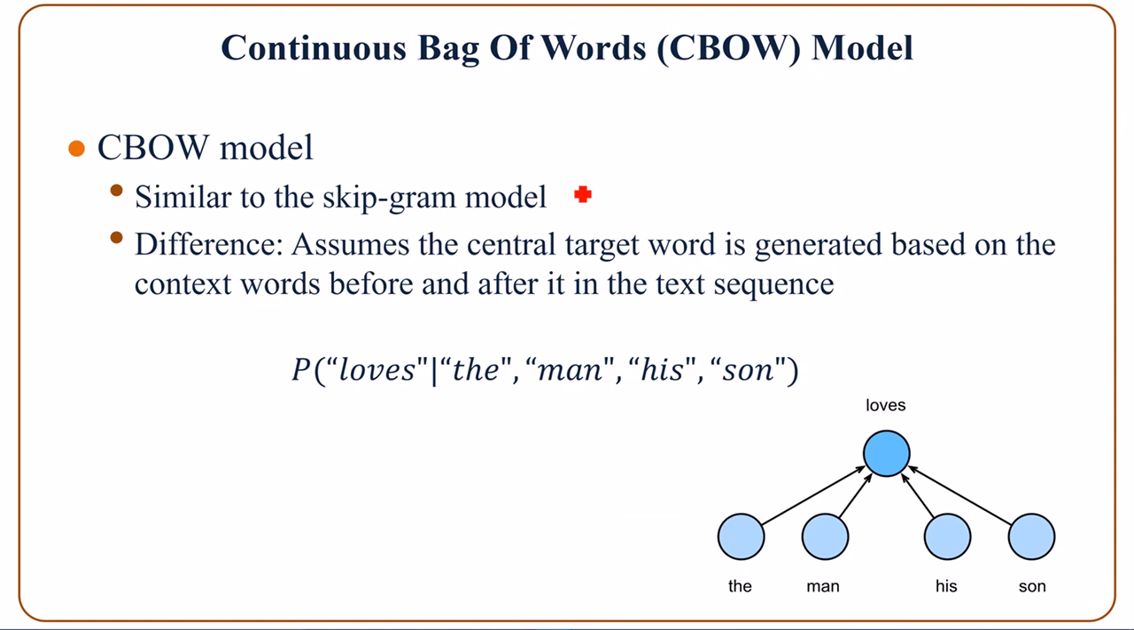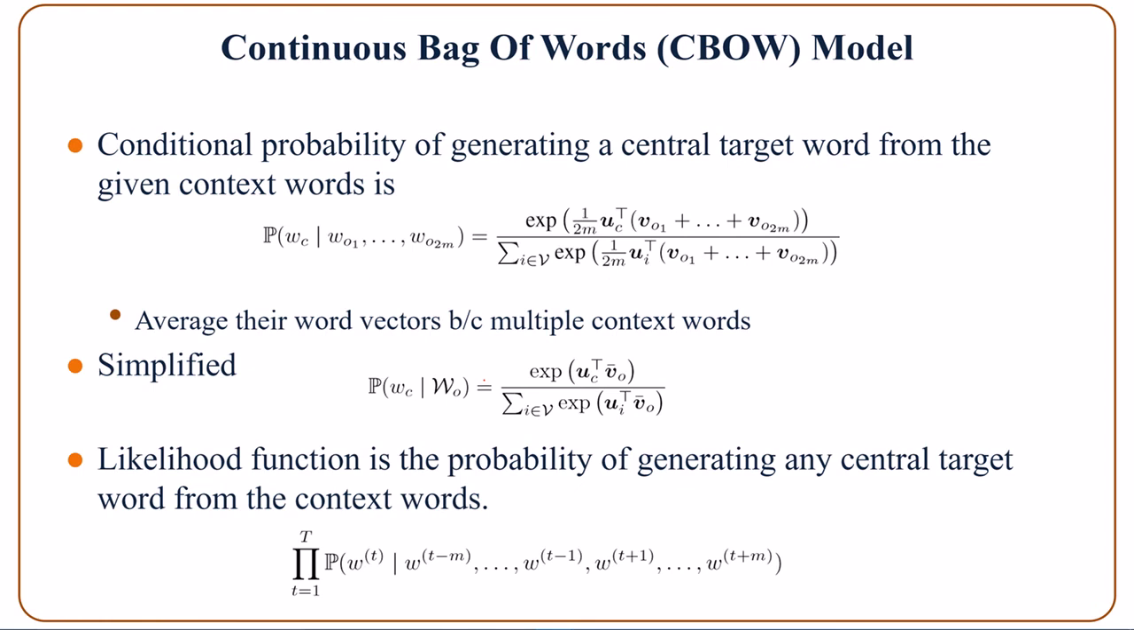The continuous bag of words, or CBOW model, is similar to the skip gram model. The difference is that it assumes the central target word is generated based on the context words before and after it in a sequence. Given the context words, the conditional probability for generating the central target word is this probability.